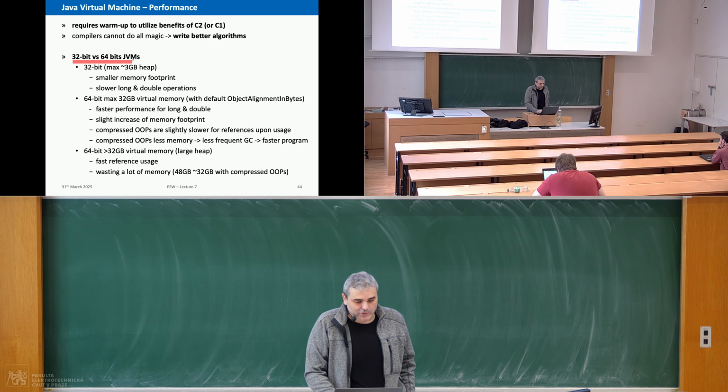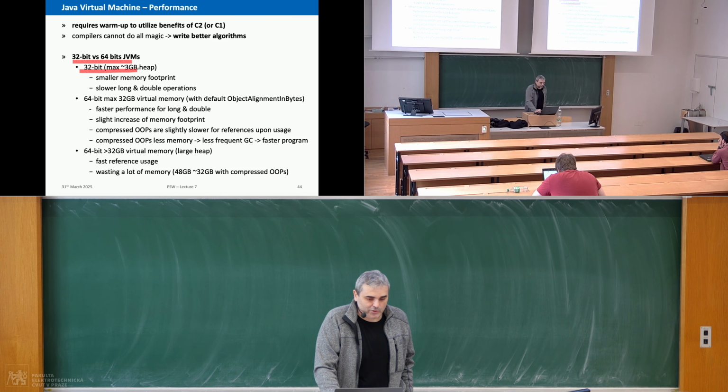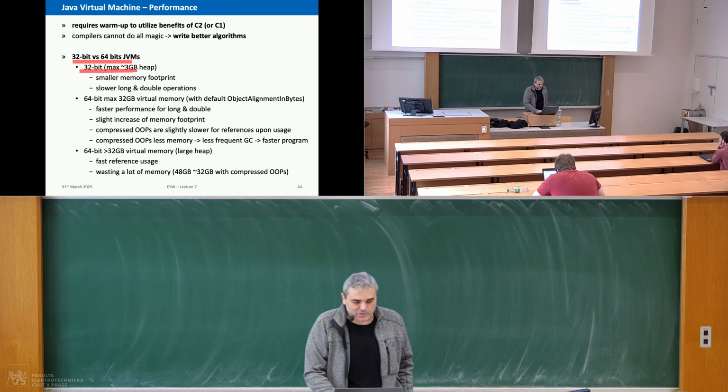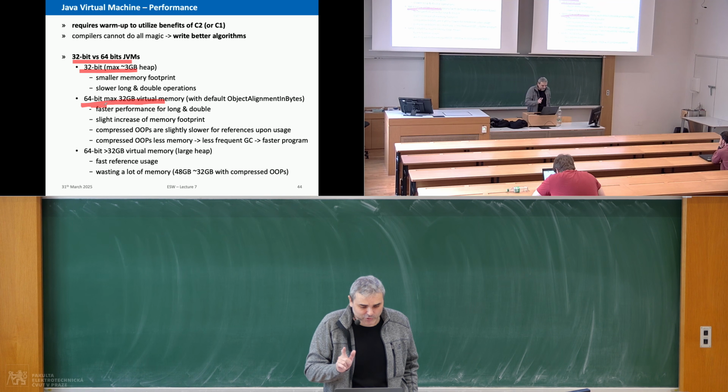Then the difference between 32-bit and 64-bit JVMs. 32-bit is no longer used, because the heap size is limited. 64-bit, with a maximum of 32 gigabytes of heap size, not the whole memory, just the heap, because non-heap can have another 32 gigabytes and so on. With the default object allocations, those 8 bytes, it is much faster. Why faster?